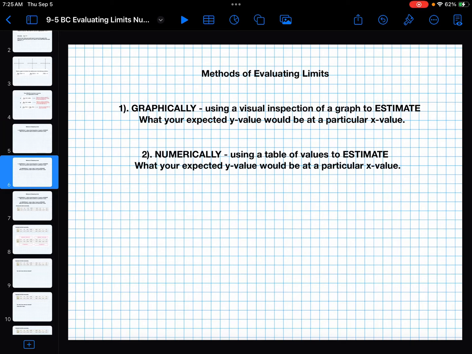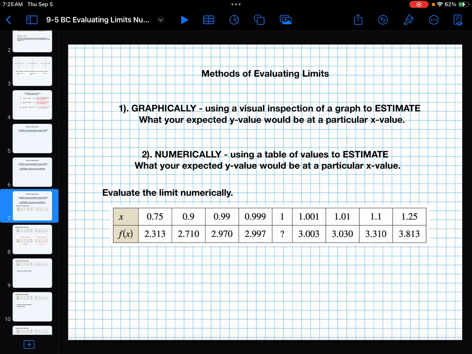And although this is really more akin to what you would see most commonly in a real-world application, where people take sets of data and then analyze the behavior of that data by making educated guesses, we're not really going to focus too much on numerically here in class. It doesn't show up too much on the AP exam, but you do need to know how to make that guess and how to set it up and interpret it. So we use a table of values to estimate what an expected y value would be as you get closer and closer to some particular x value.